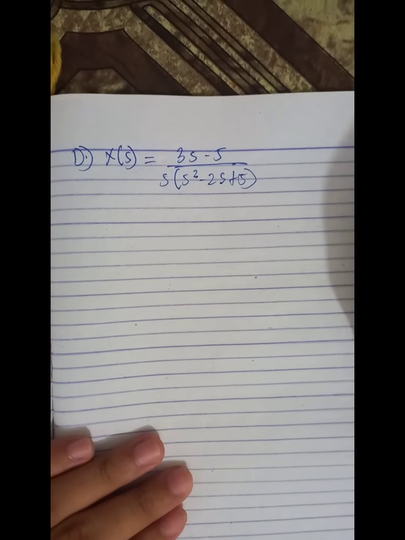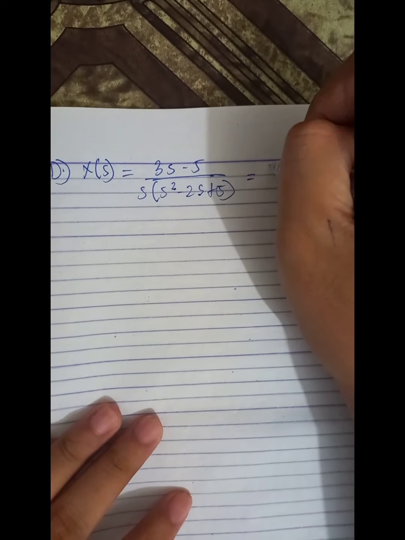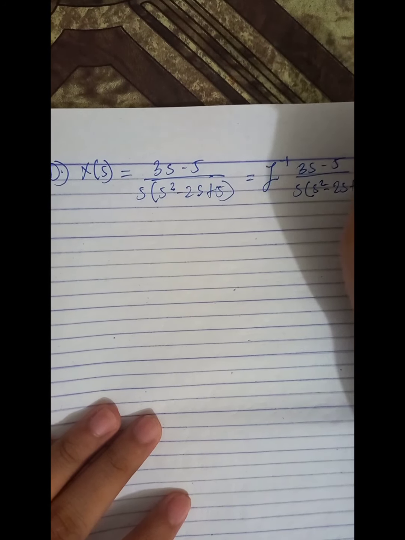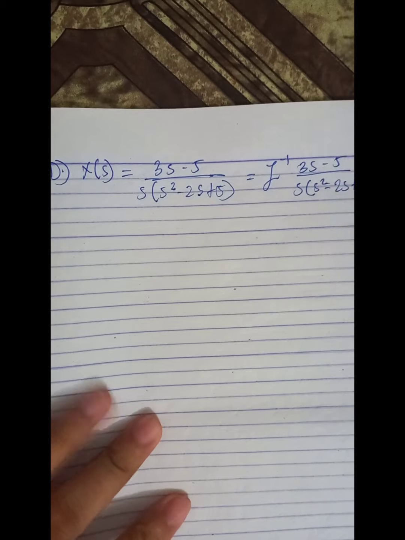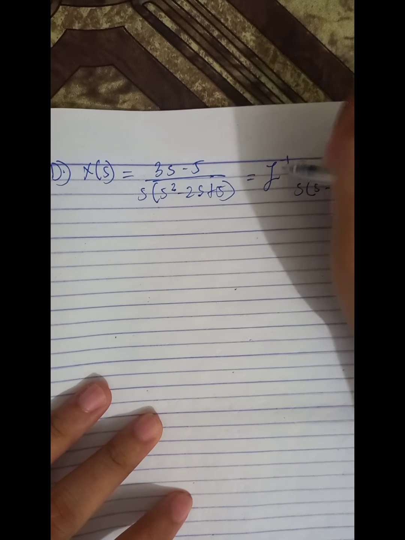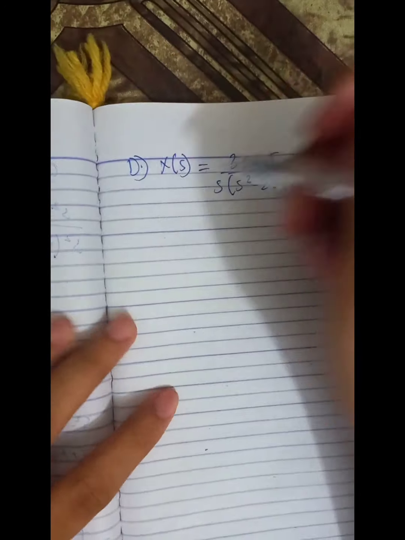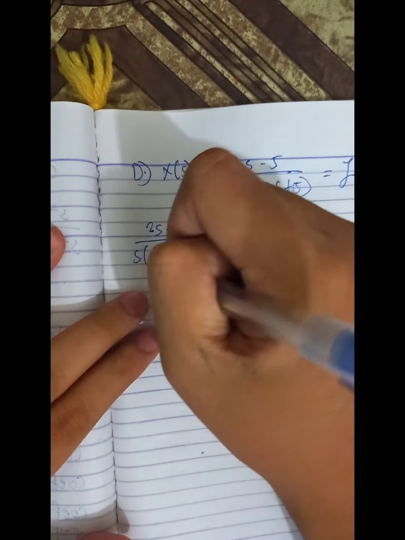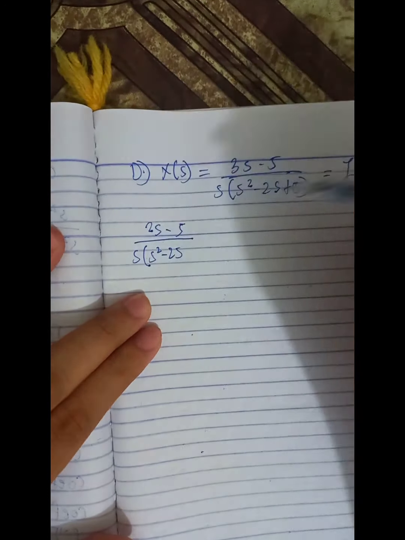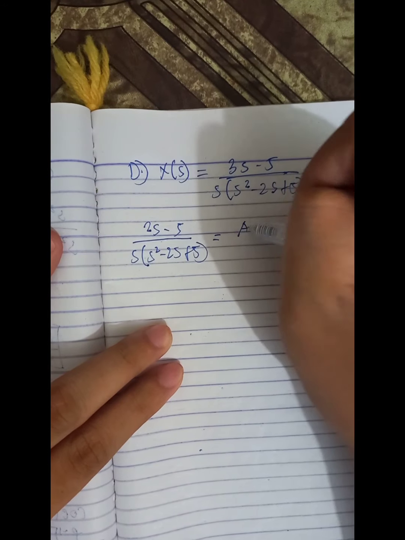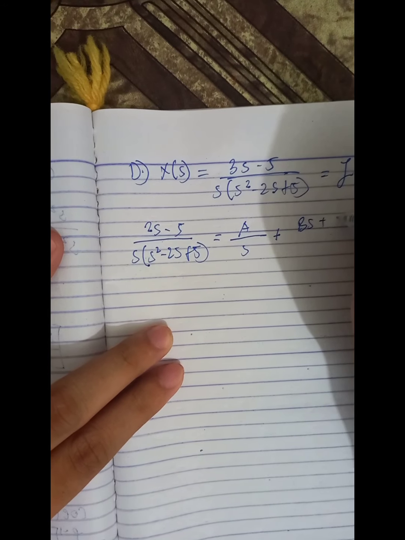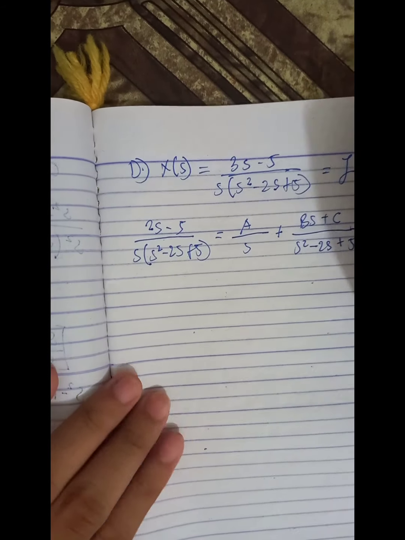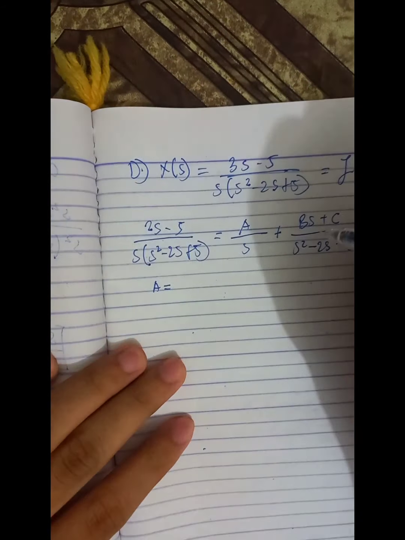So that's the final answer. So we have letter D, which is X of s equals 3s minus 5 over s times s squared minus 2s plus 5. So we have to get the inverse Laplace transform using partial fractions. First we have to set it equal to A over s plus Bs plus C over s squared minus 2s plus 5. I think this is a quadratic factor. We use quadratic factors.